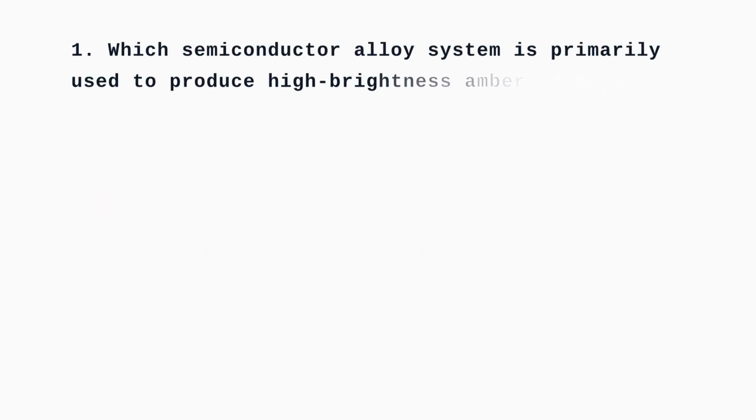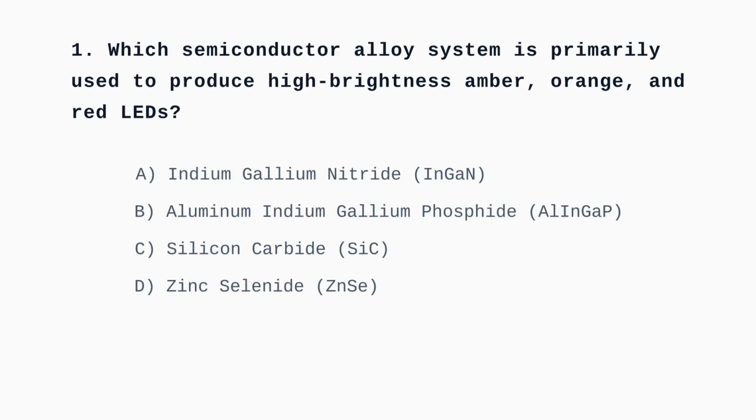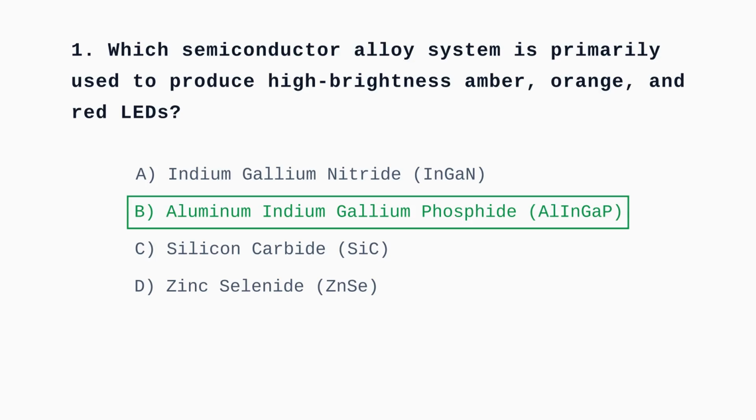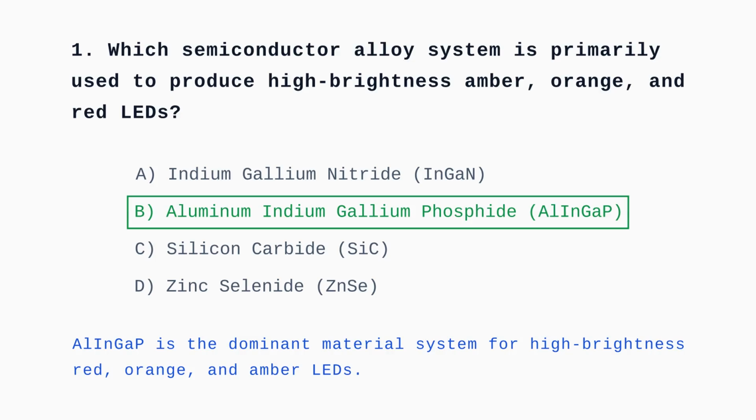Question 1. Which semiconductor alloy system is primarily used to produce high-brightness amber, orange, and red LEDs? Aluminum indium gallium phosphide, or AlInGaP, is an alloy system with a direct band gap covering the amber to red spectral region, providing highly efficient radiative transitions.